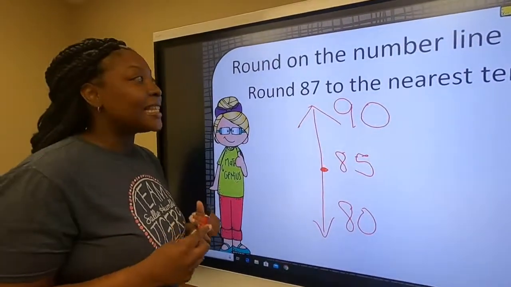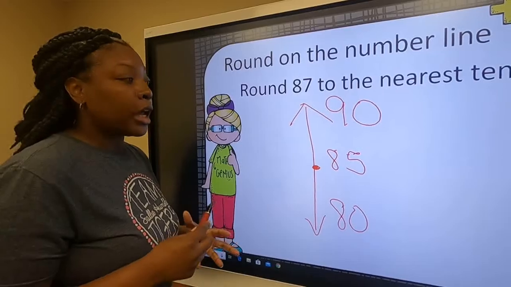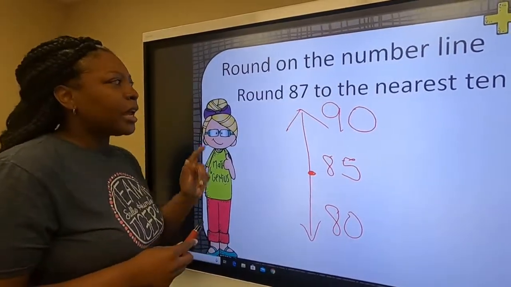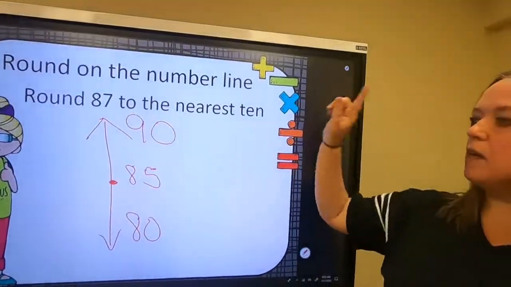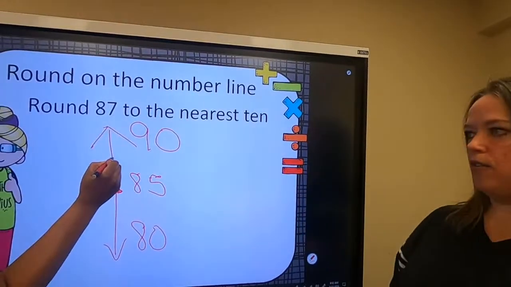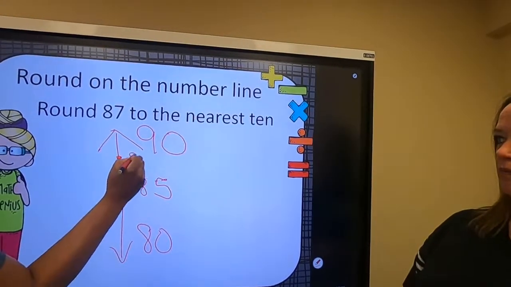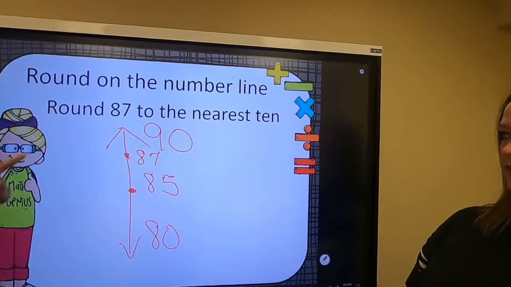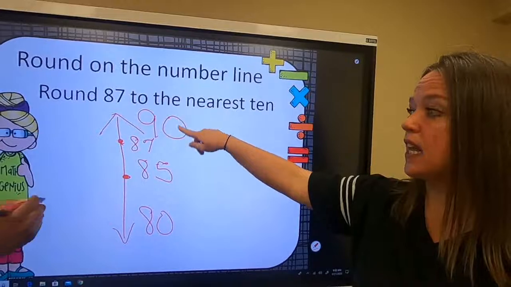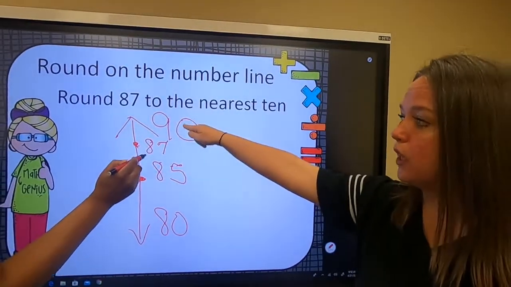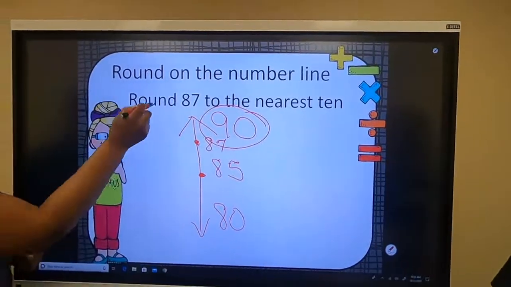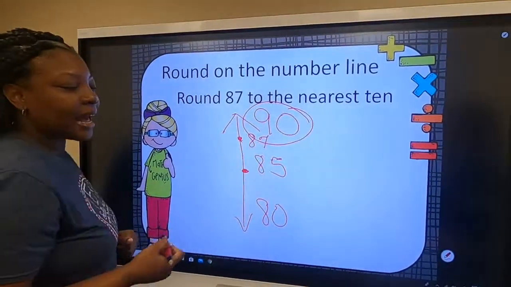Now I need to place 87 on the number line so I can know whether or not it rounds to 80 or 90. Miss Wilson, where do you think I need to put 87 on the number line? I believe that 87 will fall between the 85 and the 90 in the top half of the number line. So, Miss Wilson, what do you think 87 rounds to? I believe that 87 will round to 90 because I can see on this number line that it is actually closer to 90 than it is to 80. So, that tells me 87 rounds to 90.